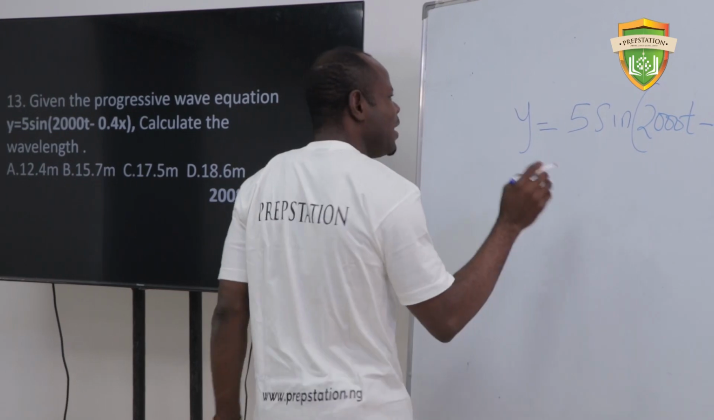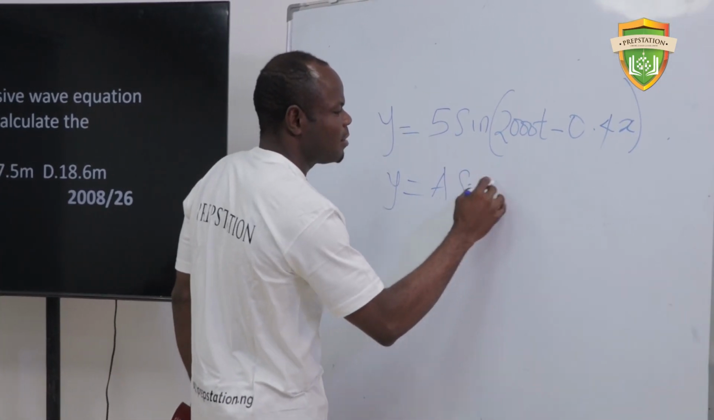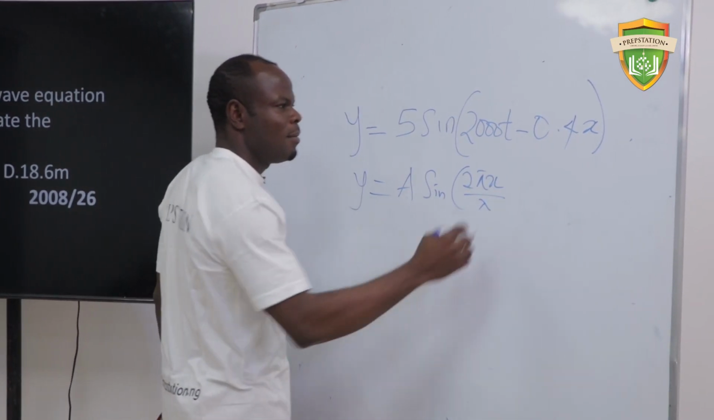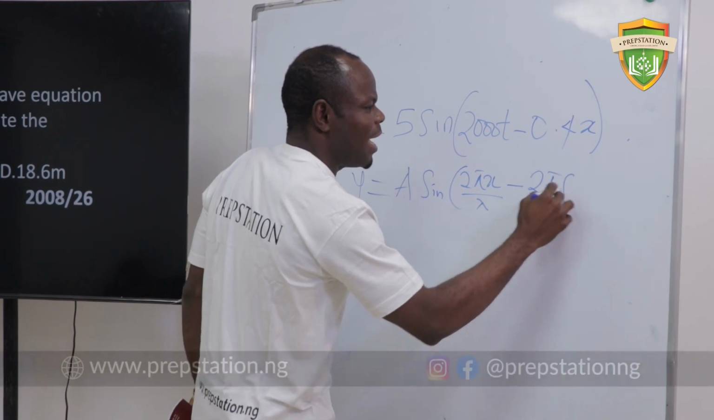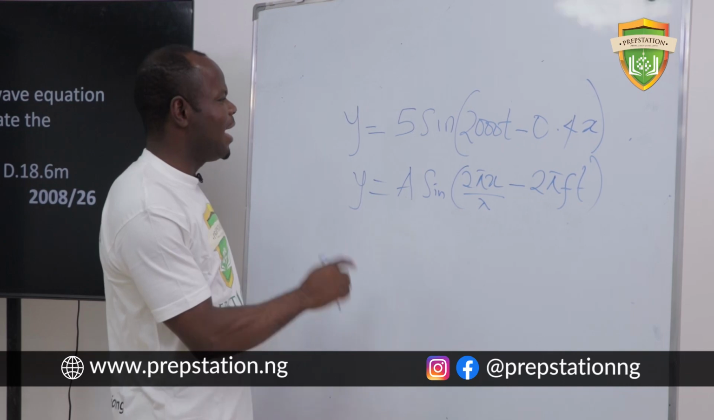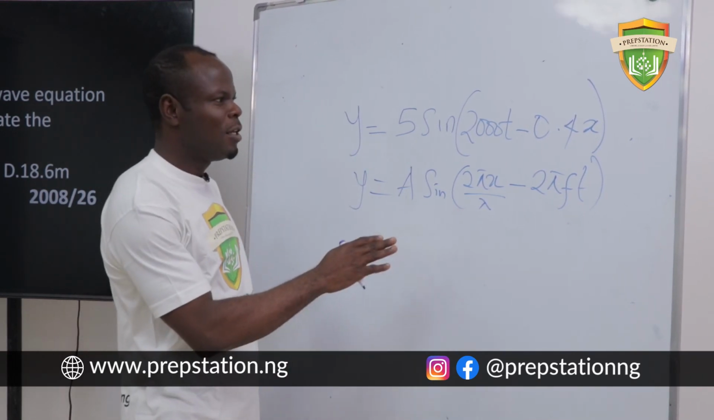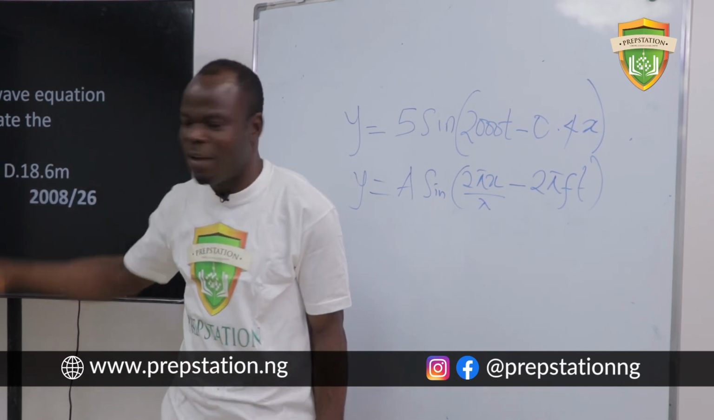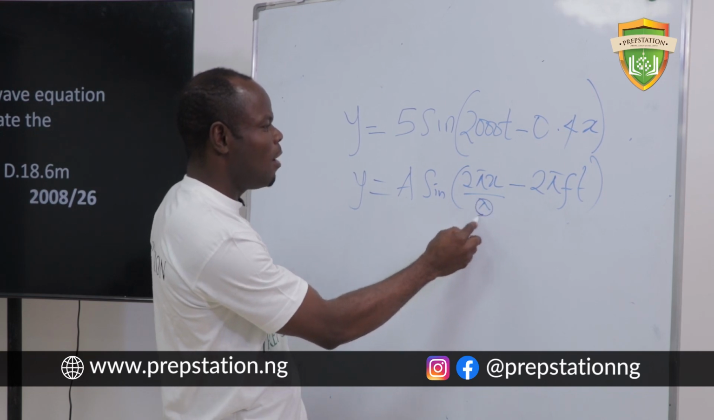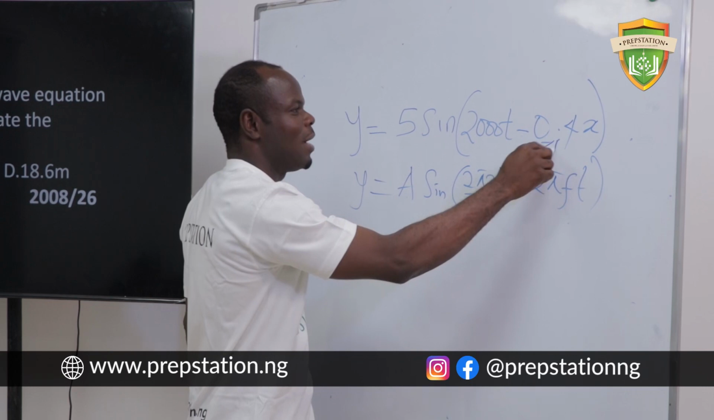And how does it go? The general equation says y equal to A sine (2 pi x all over lambda minus 2 pi ft). Can you still remember this? This is the standard formula to determine whatsoever you want to do under wave. This is the wave equation. So since we are looking for the wavelength, we just need to compare. Where is the wavelength? Wavelength is here, on that having x. That tells you we are going to compare these two.